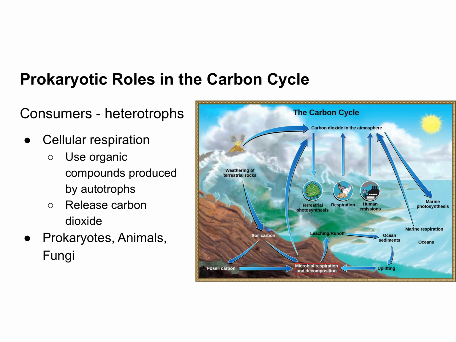Now, some prokaryotes are consumers, which we can also call our heterotrophs. And these are organisms that are going to eat other organic organisms in order to get nutrients and energy. So if you recall, cellular respiration, this is the process that organisms use to convert organic compounds into energy, or basically extract energy from those organic compounds. And in doing so, carbon dioxide is released in the process.